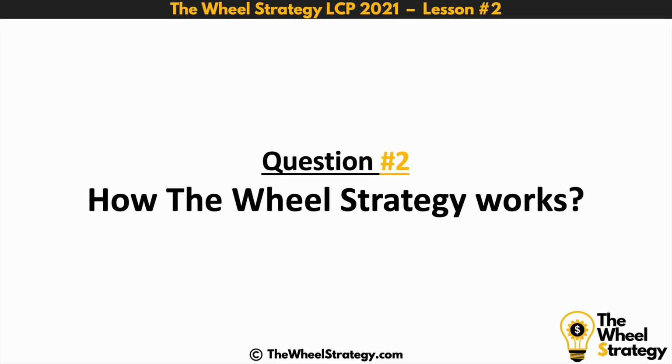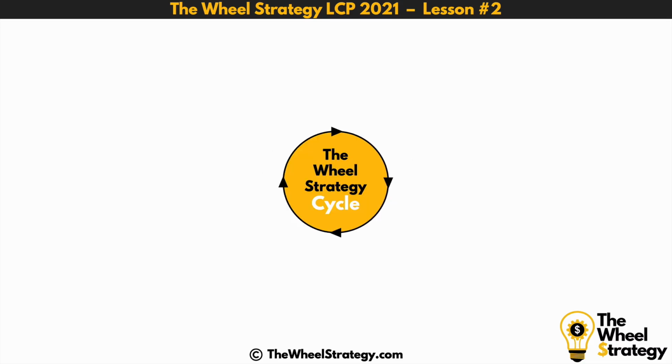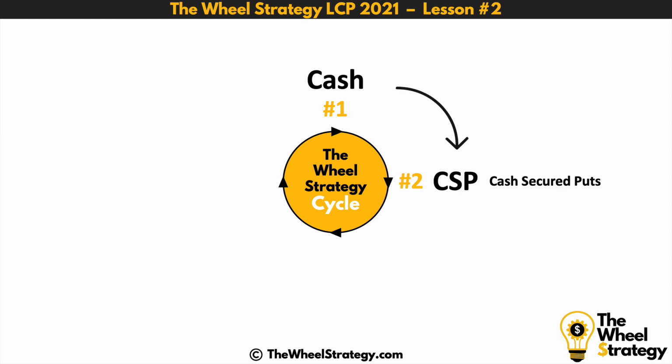After the introduction is out of the way, let's see how the wheel strategy works. So it's a wheel, so we are supposed to have a circle, a cycle, and we start at position, let's say, number 1 with cash. The cash is functional to open phase number 2, that is CSP, cash secured puts. So we are selling a put that is secured by the collateral, the cash.